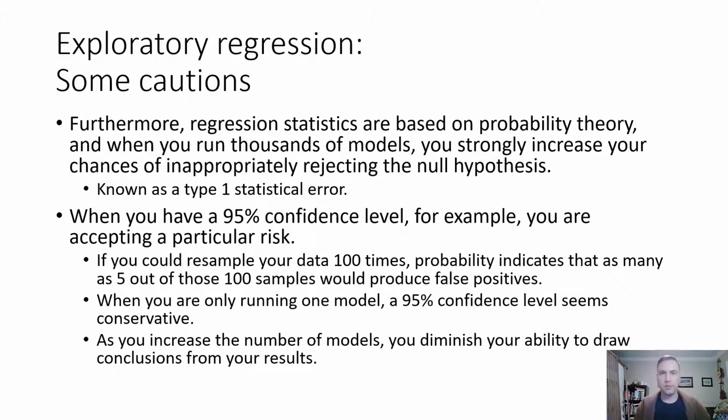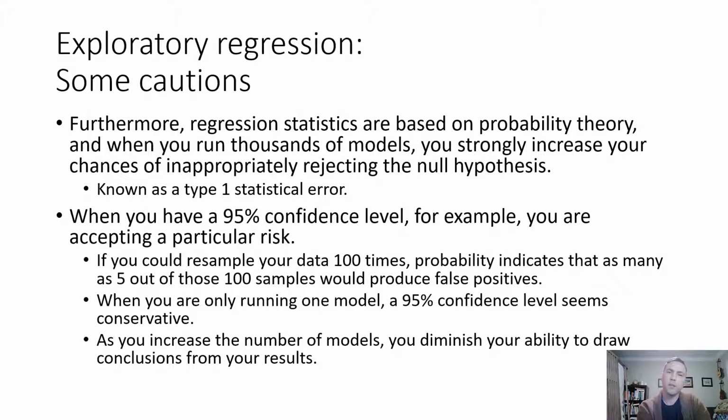Furthermore, regression statistics are based on probability theory, and this is what I got into a little while back. When you run thousands of models, you strongly increase your chances of inappropriately rejecting the null hypothesis. This is known as a type 1 statistical error. I already mentioned this, but when you have a 95% confidence level, you're accepting a particular risk. If you run your data 100 times, 5 out of 100 times you may accidentally reject the null hypothesis when you shouldn't. You end up saying this is not caused by random variables or a random situation, but actually it is.